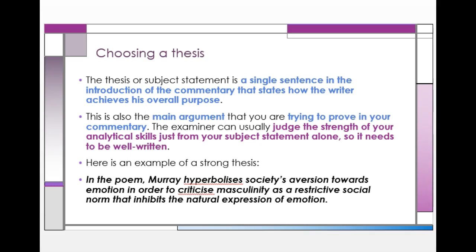So, when you're choosing your thesis statement, the thesis is a single sentence, very important, a single sentence in the introduction of the commentary that states how the writer achieves his overall purpose. Okay? I really want you to remember that it is a single sentence. However you make that happen, you need to make that happen. This is also your main argument that you're trying to prove in your commentary.